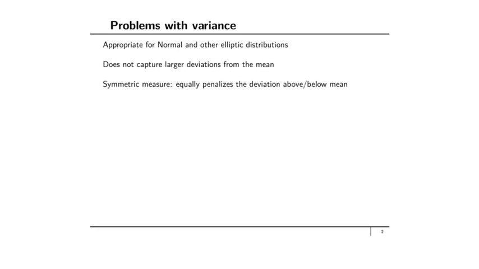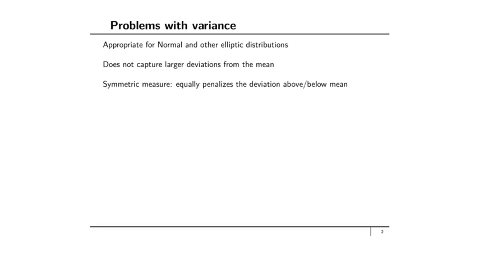It's also a symmetric measure. It equally penalizes deviation above and below the mean. And that's okay for normal and elliptical distributions because their distribution is symmetrical around the mean. But for other kinds of distributions where the distributions are not symmetrical, variance will not provide a very good representation of the risk of the portfolio.